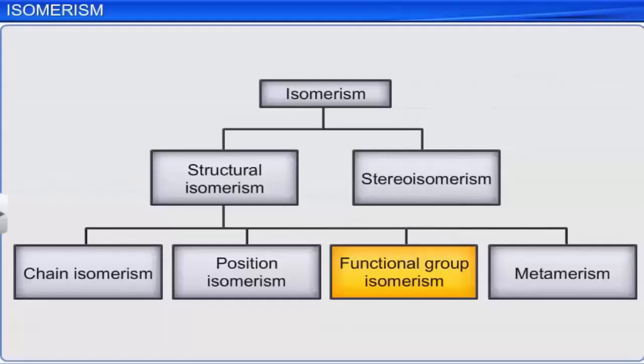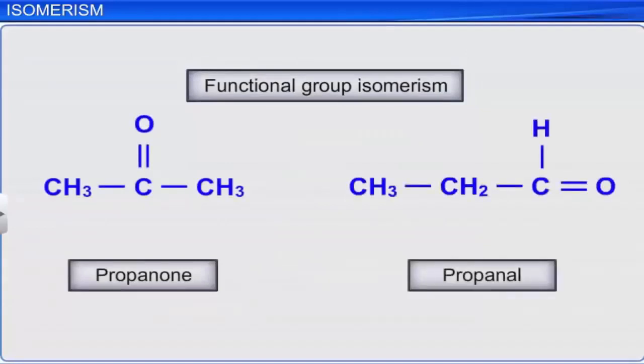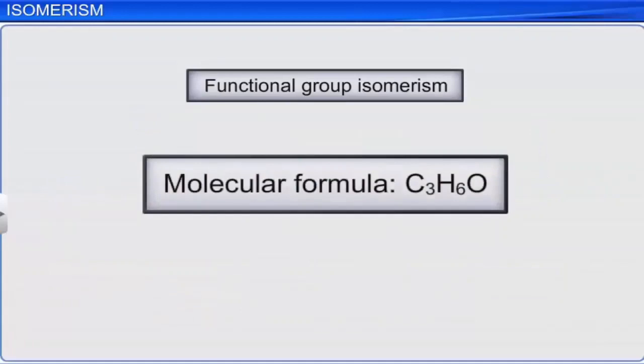Next, let's look at functional group isomerism. Compounds that have the same molecular formula but different functional groups are known as functional isomers, and the phenomenon is known as functional isomerism. Propanone and propanal represent 2 functional isomers having the same molecular formula, C3H6O.